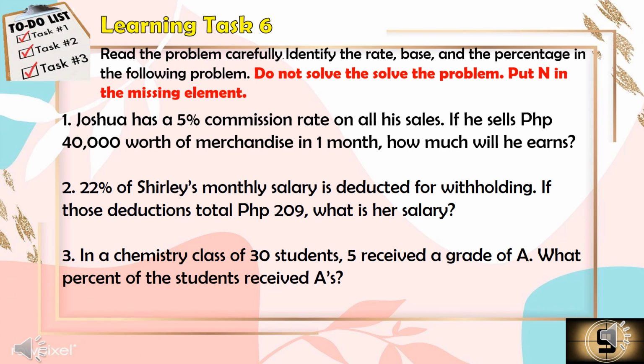Number 2, 22% of Shirley's monthly salary is deducted for withholding. If those deductions total 209 pesos, what is her salary? Number 3, in a chemistry class of 30 students, 5 received a grade of A. And what percent of the students received an A grade?